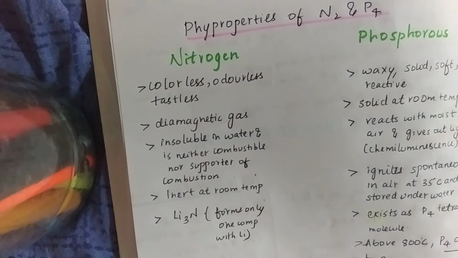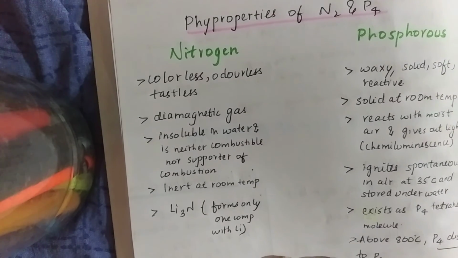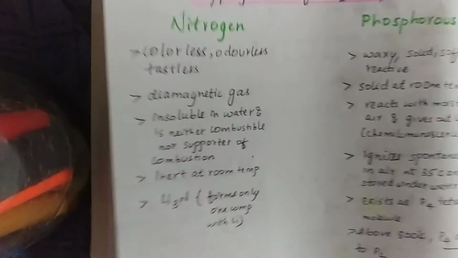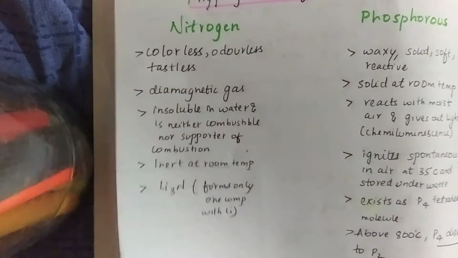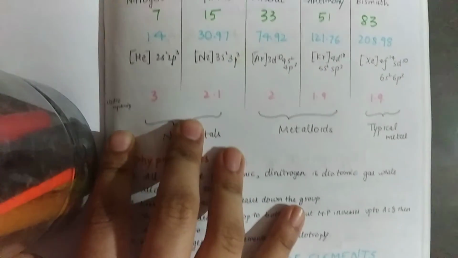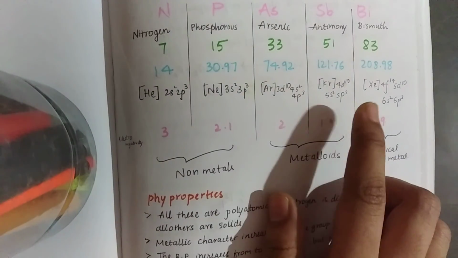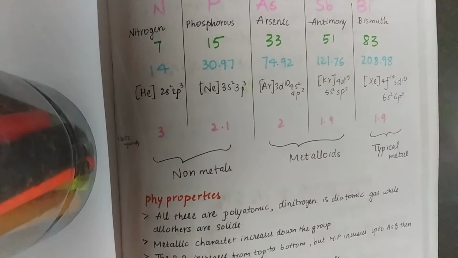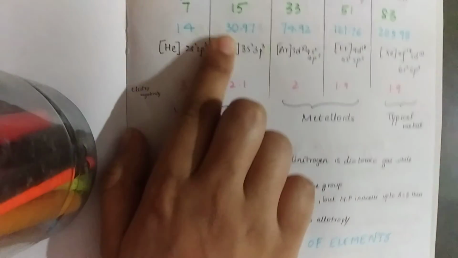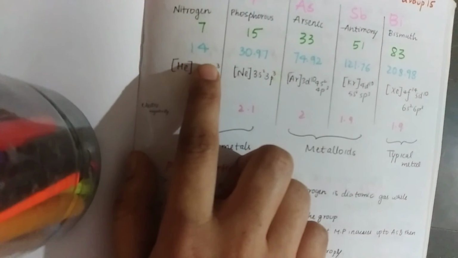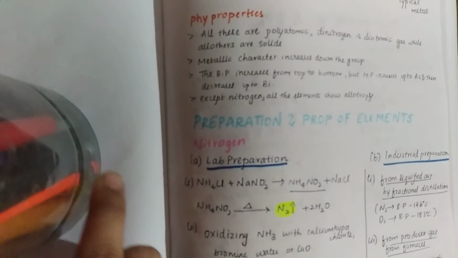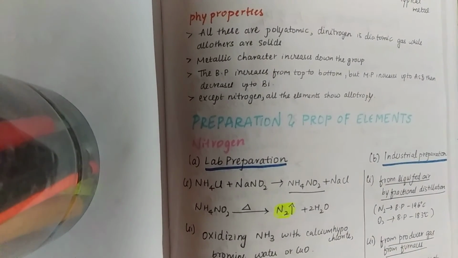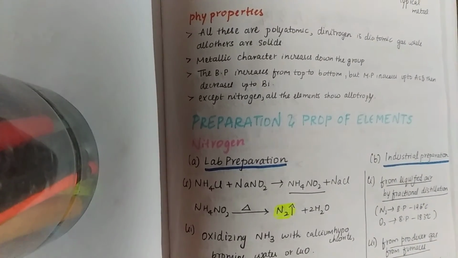In the next video we'll be discussing general trends and chemical properties of group 15. And once I'll revise everything we have discussed in this video. First, we discussed the elements in group 15: nitrogen, phosphorus, arsenic, antimony and bismuth. And then we discussed their atomic number, atomic mass, general electronic configuration, physical properties, preparation of nitrogen and phosphorus, the physical properties of nitrogen and phosphorus, and their occurrence.